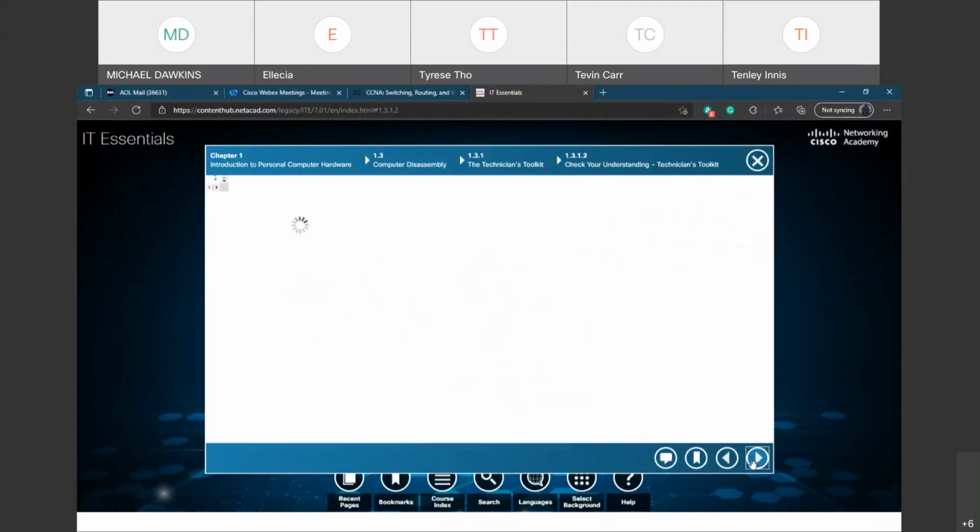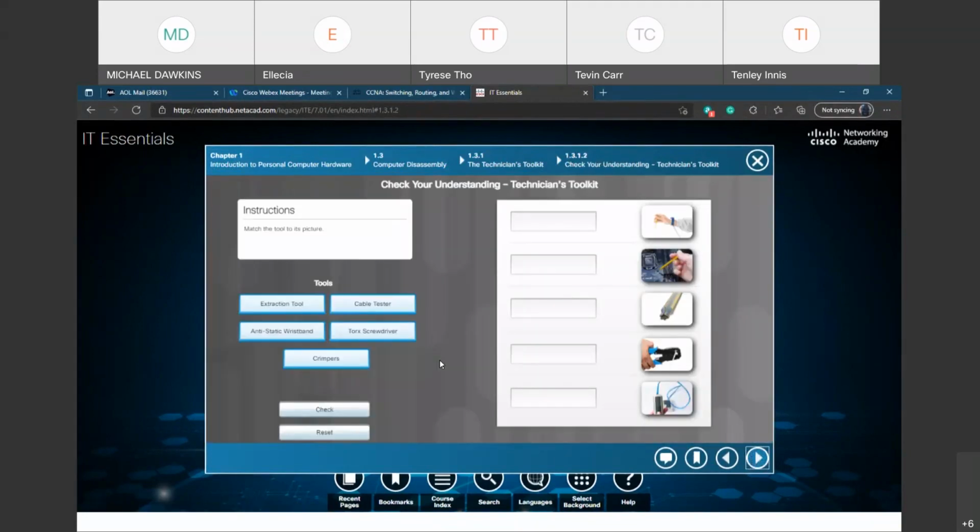All right, so let's go here. Check our understanding of the technical toolkit. Let's see if everybody is sharp on it now. The extraction tool, from top to bottom, remember, is 1, 2, 3, 4, 5. So we start at the top at 1. Number 2. Extraction tool. Yes.